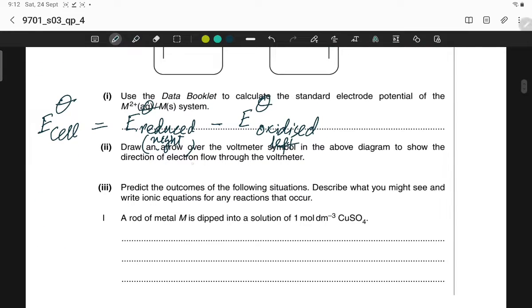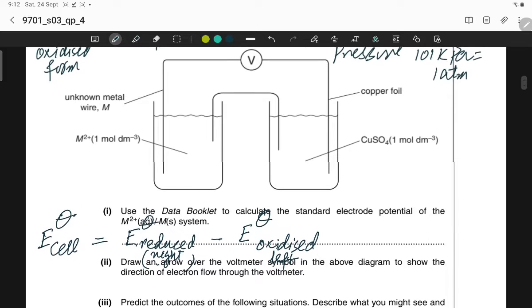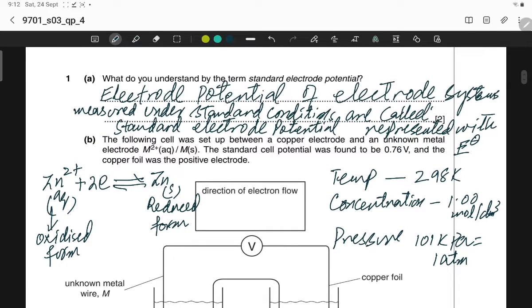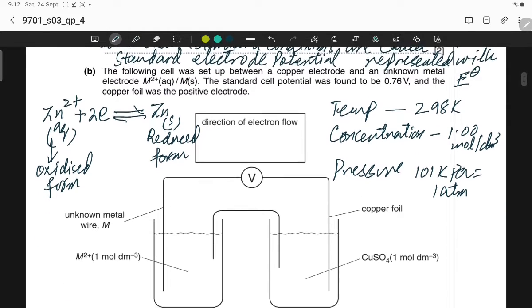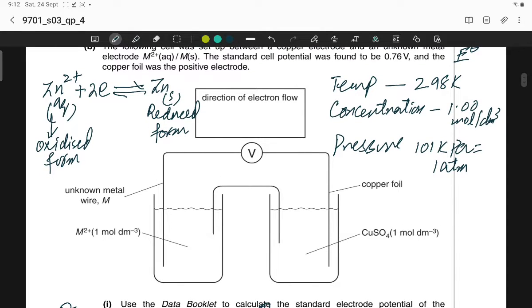Next question: draw an arrow over the voltmeter symbol in the diagram to show the direction of electron flow through the voltmeter. Copper is more positive, and this is the unknown metal, which would be highly reactive, so electron flow is from left to right.